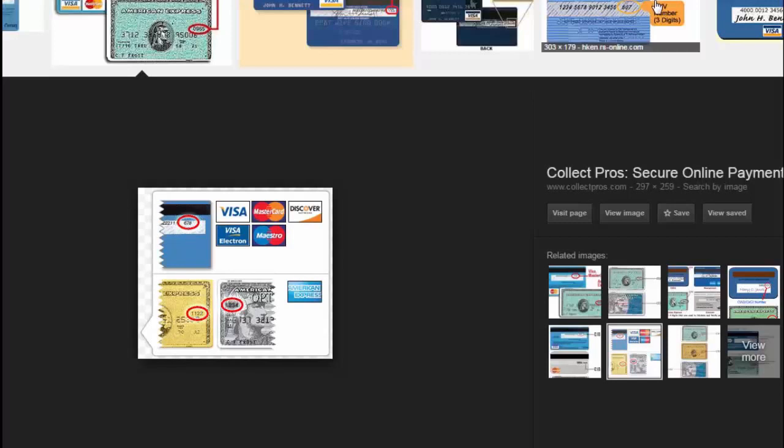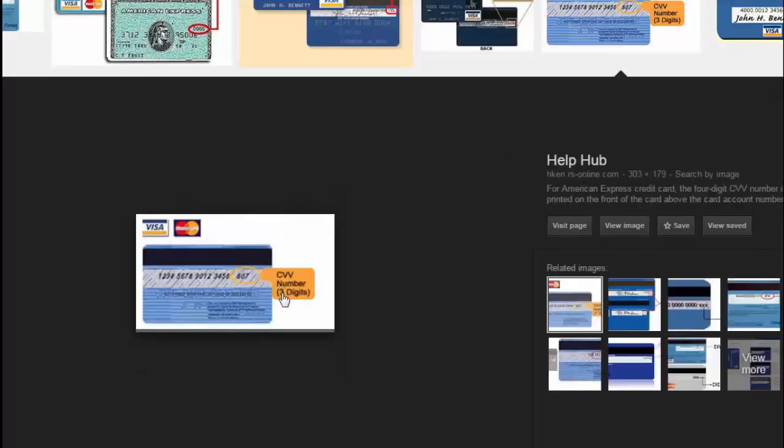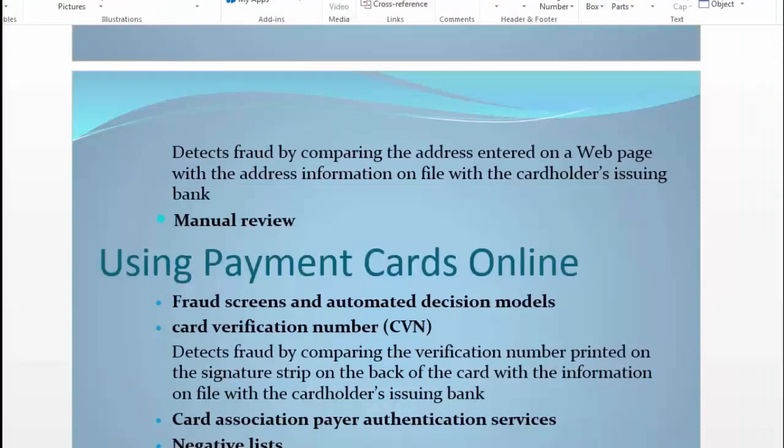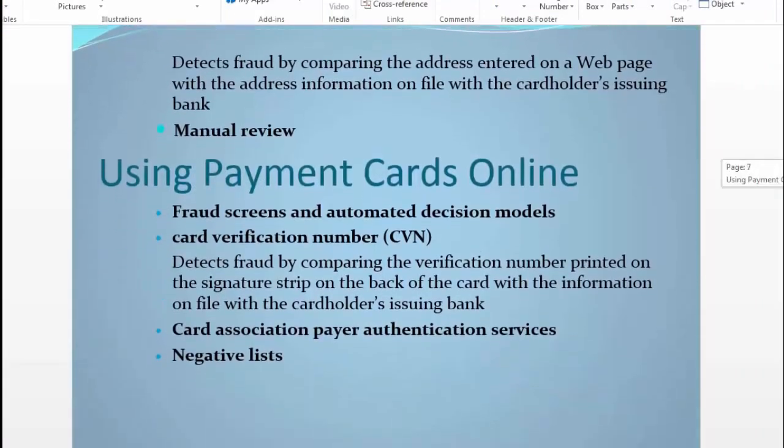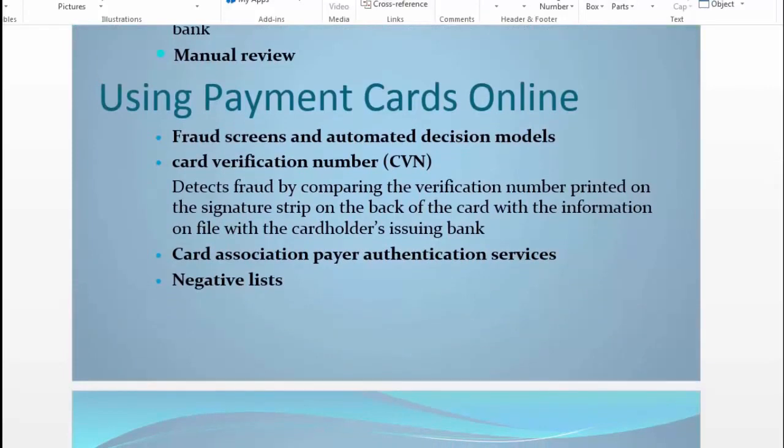It's a digit number, and it verifies the security of the card, and it's a very sensitive number. You should not share it with anybody unless you're making a payment, and it's used to verify whether the card is authentic or not. It detects fraud by comparing the verification number printed on the signature strip on the back of the card with the information on file of the cardholder's issuing bank.